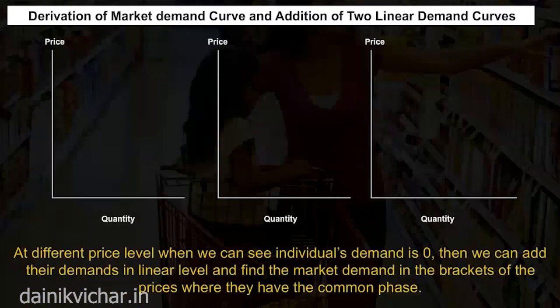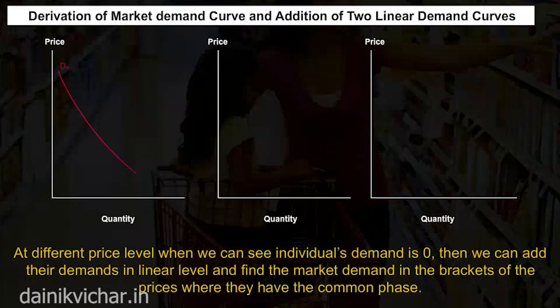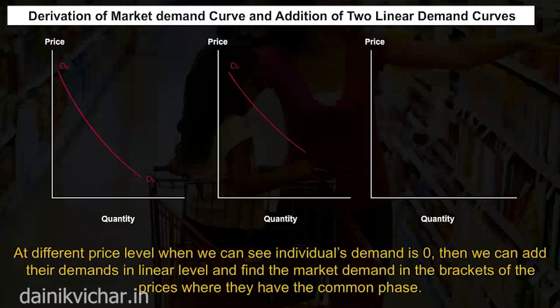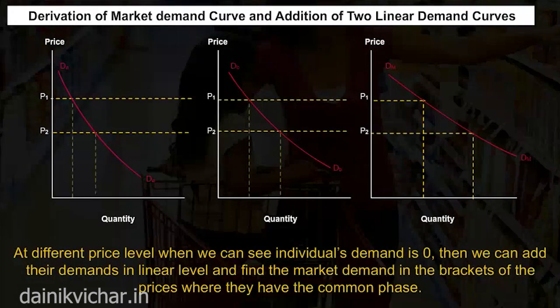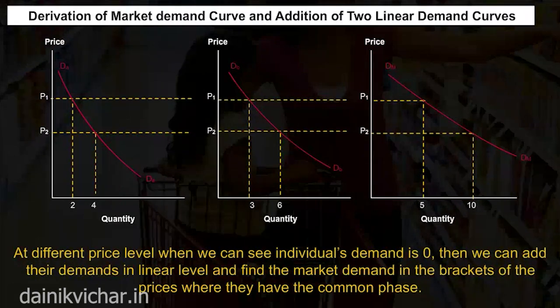At different price levels, where an individual's demand is zero, we can add their demands linearly and find the market demand in the brackets of prices where they have a common phase.